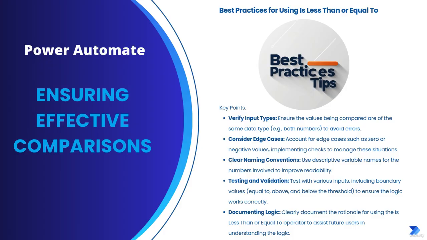Testing and validation. Test the condition with various inputs, including boundary values. Example, exactly equal to the threshold, just above and just below, to ensure the logic functions correctly in all scenarios. Documenting logic. Document the rationale for using the is less than or equal to operator in your flows to aid future users, or yourself, in comprehending the underlying logic.